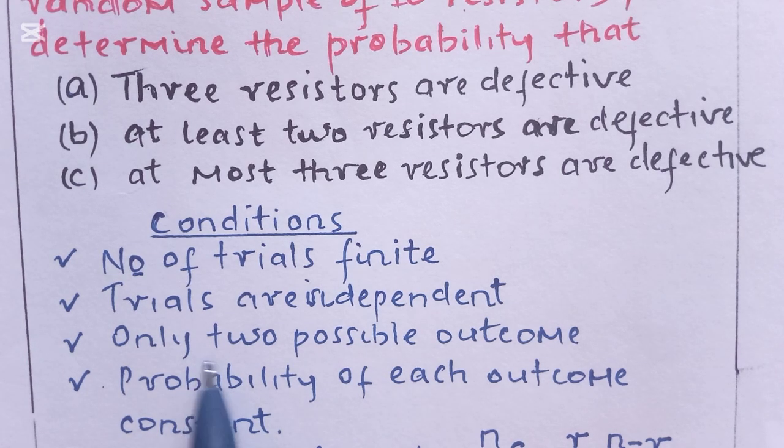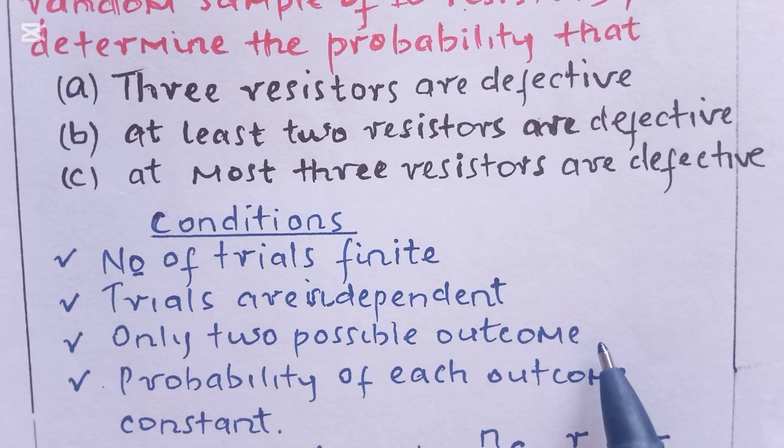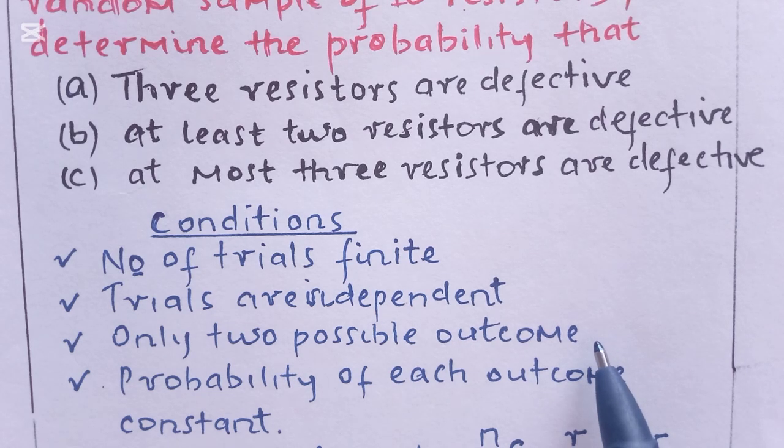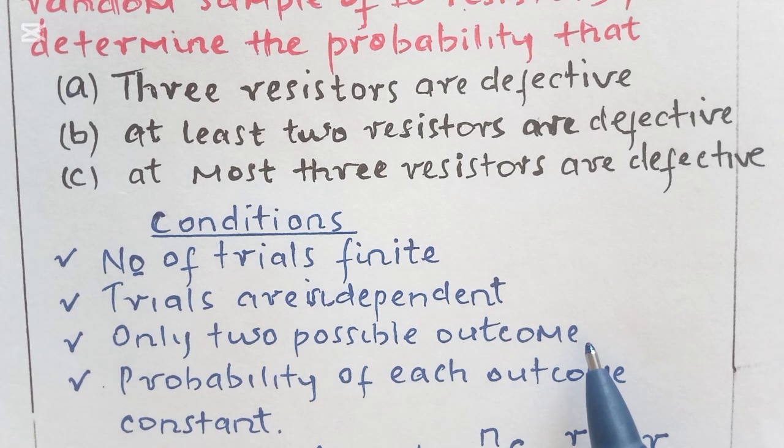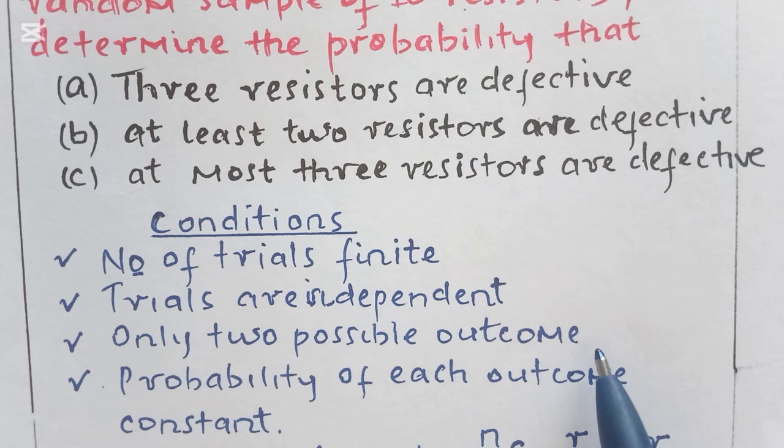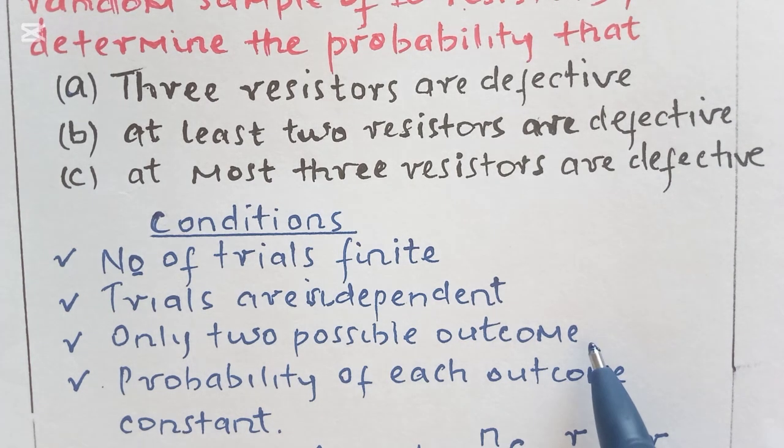Then the next one, only two possible outcomes. This is another condition whereby it is either success or failure. That is in regard to performance. Or you can have a defective item or an item in good condition. What we are talking about, there are supposed to be two outcomes. For example, in tossing a coin, you could have head or tail.